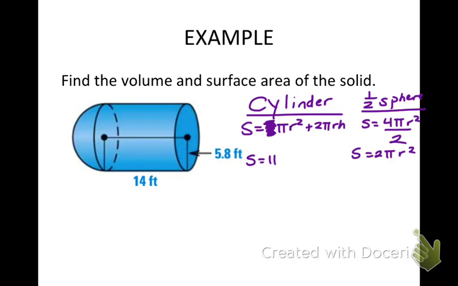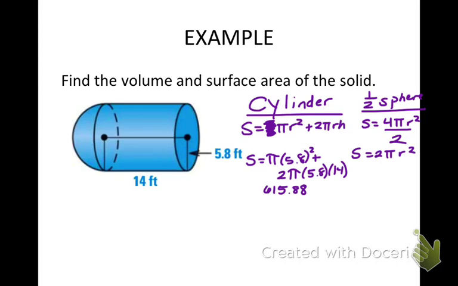So pi times 5.8 squared plus 2 pi times 5.8 times 14. So again, I'm just going to put that in my calculator all in one string. So I'm going to hit pi times 5.8 squared plus 2 pi times 5.8 times 14. So that means my surface area of my cylinder is 615.88.